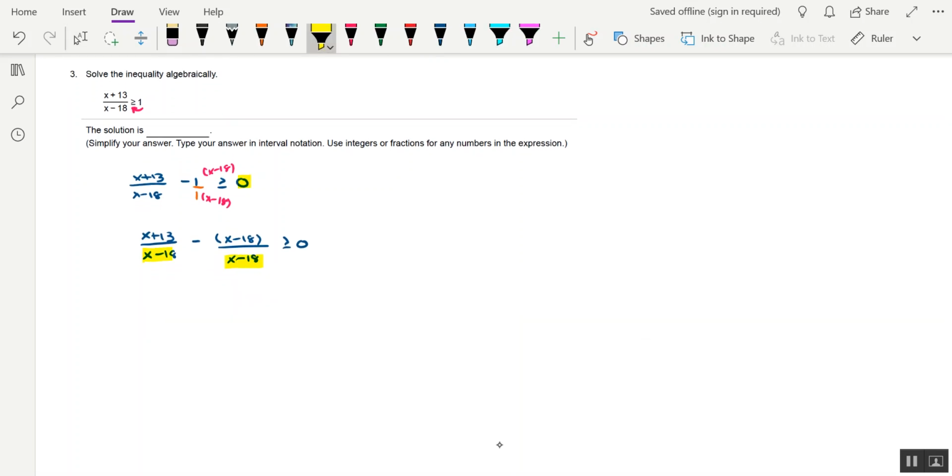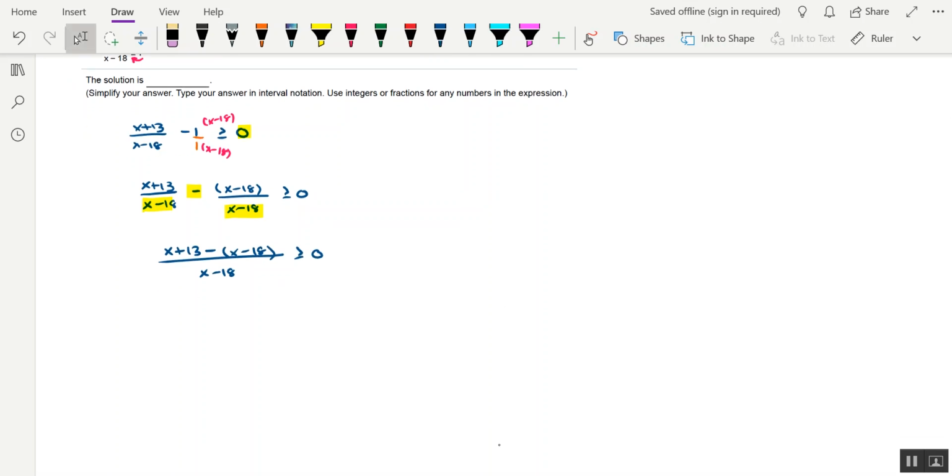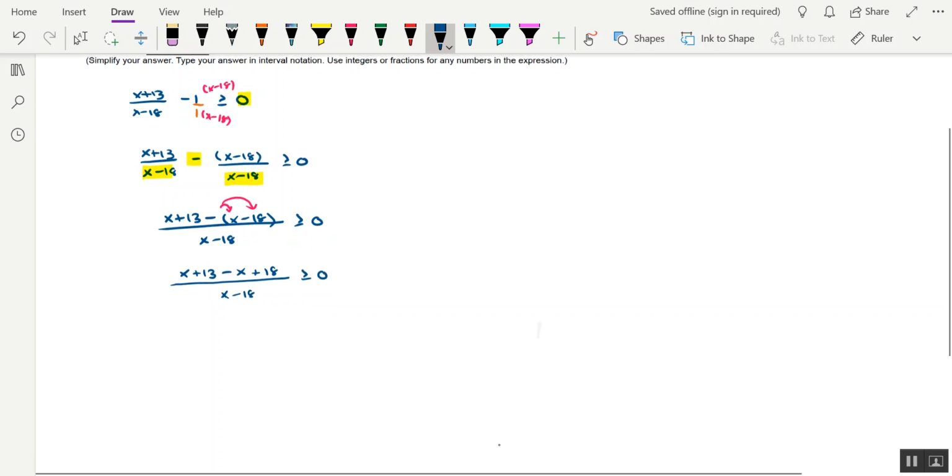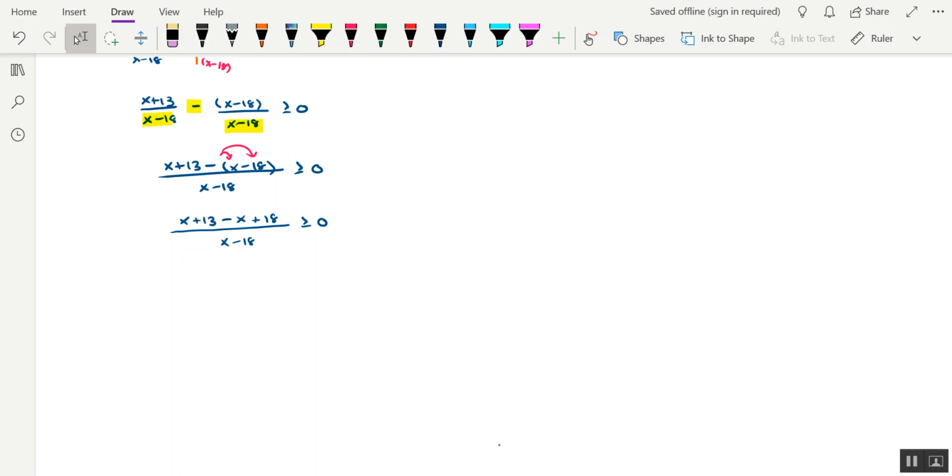Now that we have the common denominator, we can go ahead and subtract the two fractions. We'll have x plus 13 minus quantity x minus 18 all over one copy of x minus 18. And this is why I chose to leave the numerator of the second fraction in parentheses, because you have to distribute the negative to each of the two terms. So that's x plus 13 minus x plus 18 all over x minus 18. It looks like the top will simplify. The x's cancel out, and 13 plus 18 gives us 31. So the single solid fraction is 31 all over x minus 18.